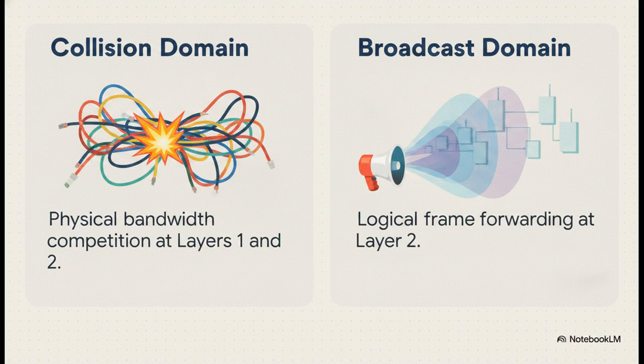But fixing physical crashes? That's really only half the battle. The contrast here is super important. A collision domain is all about physical layer 1 and 2 bandwidth competition, data literally crashing on a wire. A broadcast domain, on the other hand, is a totally different concept.